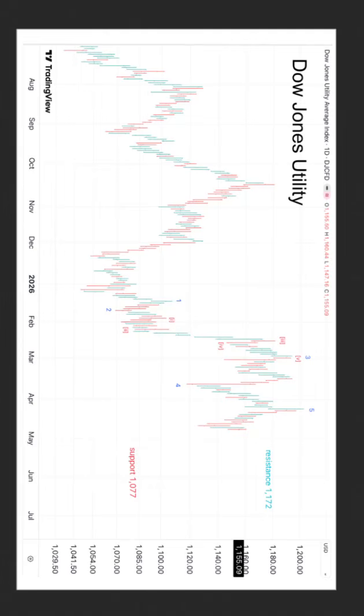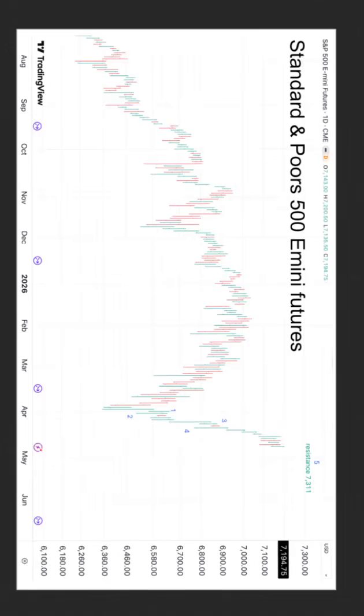The Dow Utilities we see here is a 5-wave sequence has been completed, and likely a resistance level of 1,172 would be hit before support level down here at the 1,077. And now let's look at the S&P 500 E-mini futures.